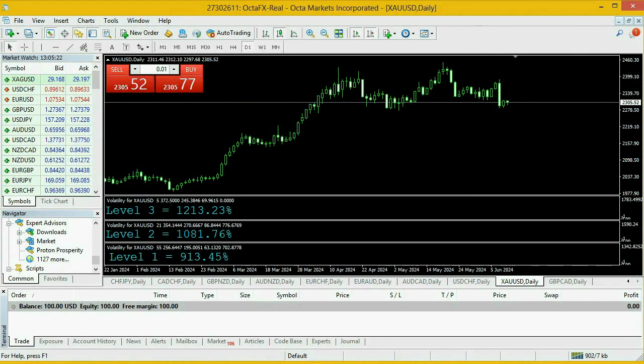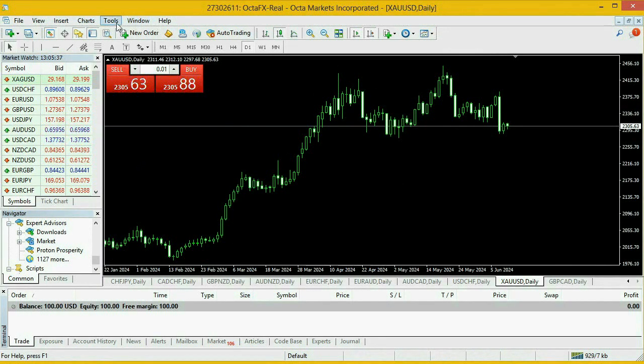Volatility percentage must be incremental from level 1 to 3. This means level 2 must be greater than level 1 and level 3 must be greater than level 2. This volatility increase plus our expert's algorithm creates a very high probability for successful trades.